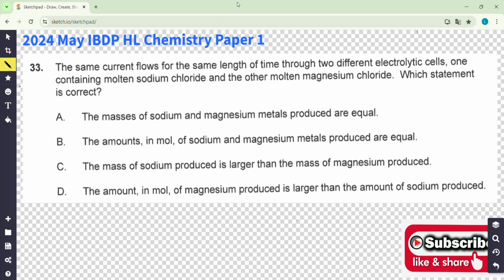And question 33 is about an electrolytic cell. So sodium chloride, magnesium chloride, right? So Na+, and then Mg2+. Okay, and then what's the constraint? Always look at the constraint. Okay, same current, same time.